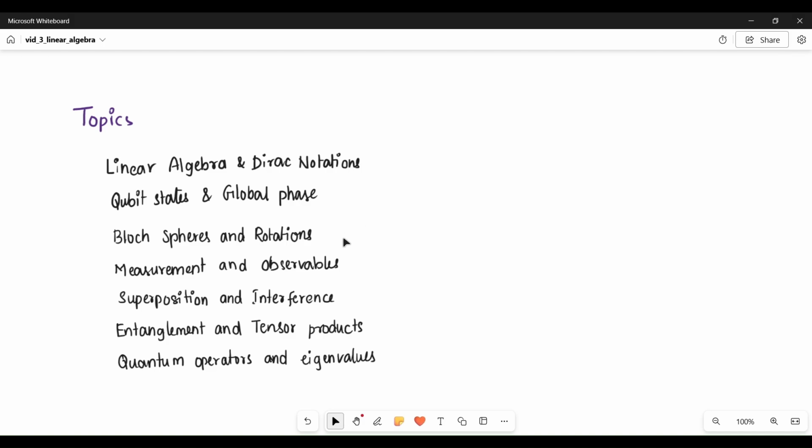The Bloch sphere and rotations: visualizing qubits geometrically and moving qubits with precision. Measurement and observables: how we extract information from a quantum system. Superposition and interference, the phenomena that give quantum computers their power. Tensor products and multi-qubit systems, scaling up to multi-qubit states and entanglement. Quantum operators and eigenvalues, predicting measurement outcomes mathematically.